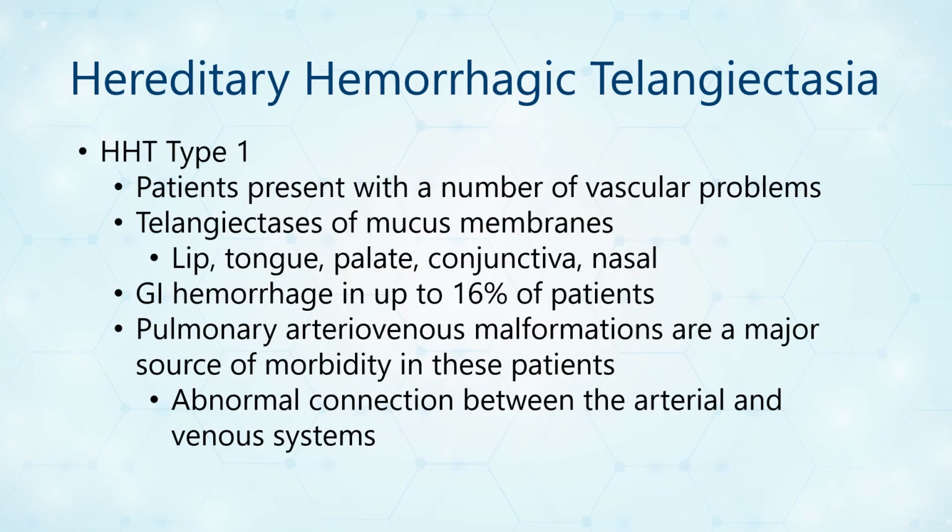HHT type 1 patients present with a number of vascular problems. They are telangiectasias of the mucous membranes, the lip, the tongue, the palate, the conjunctiva around the eyes, as well as inside the nasal cavity. So one of the things that you'll see is a lot of nosebleeds in these patients. But more seriously, what you're worried about are GI hemorrhages. GI hemorrhage is extremely difficult to deal with. Or the pulmonary arteriovenous malformations like we saw in our case. And this leads to a high degree of morbidity and mortality in these patients.